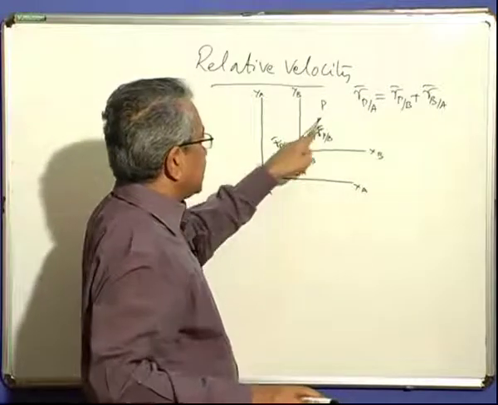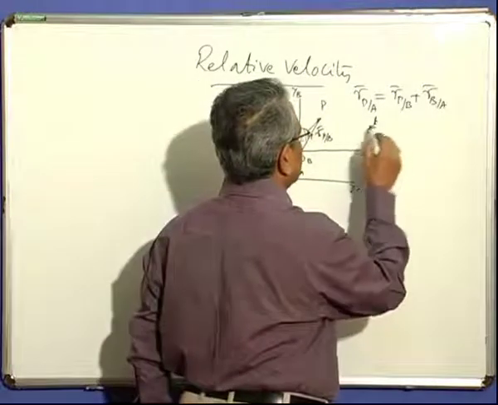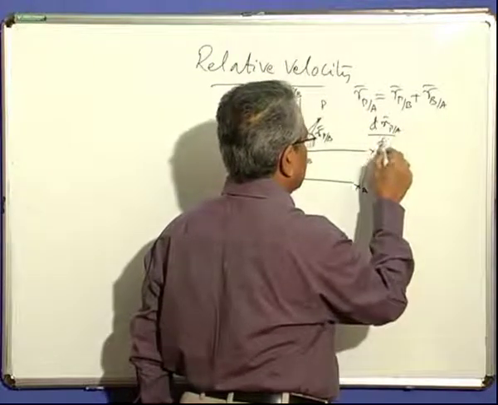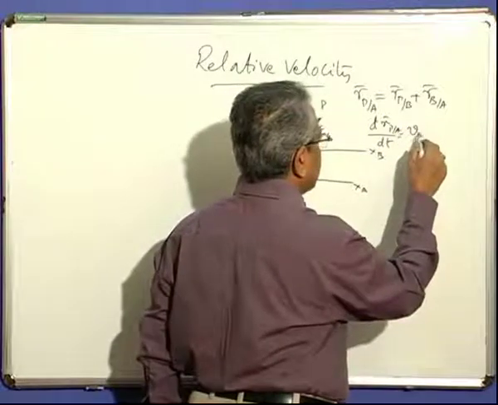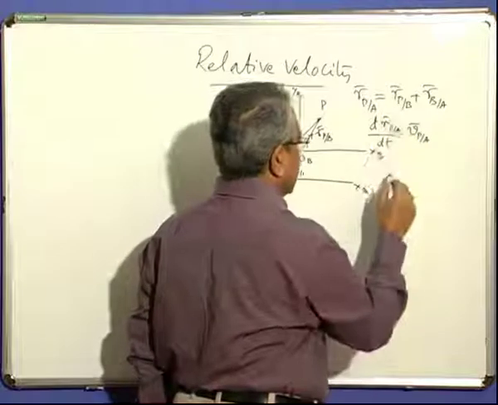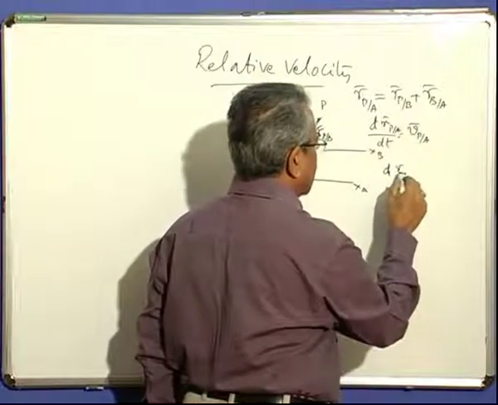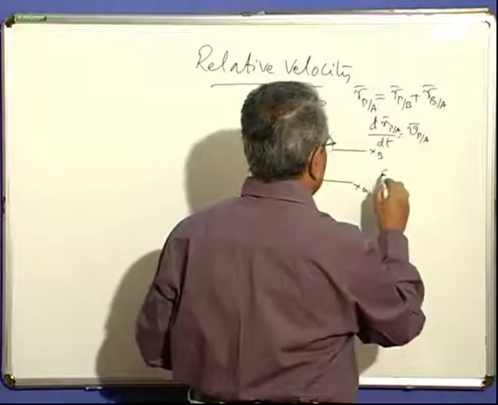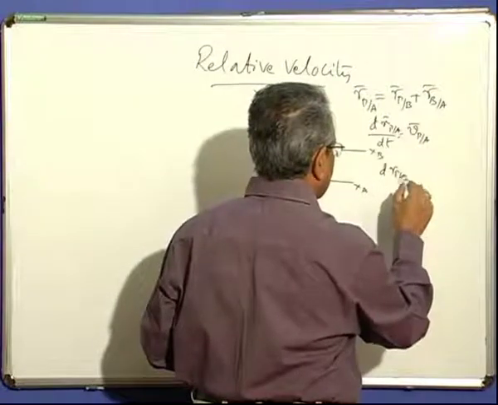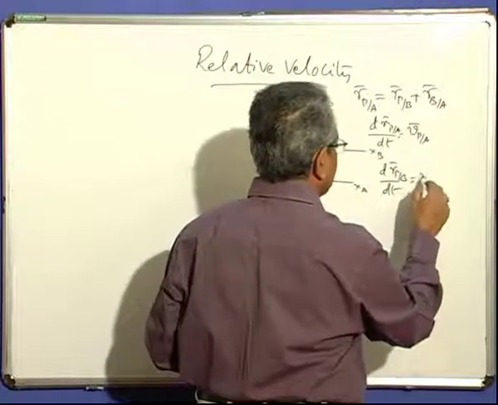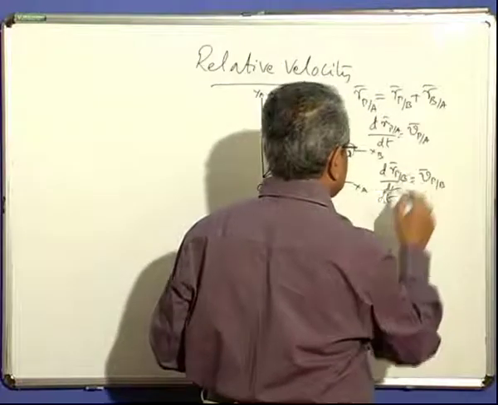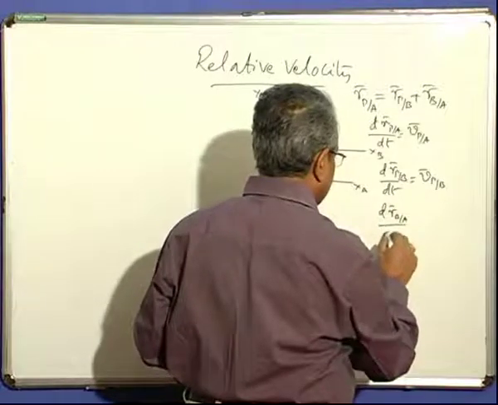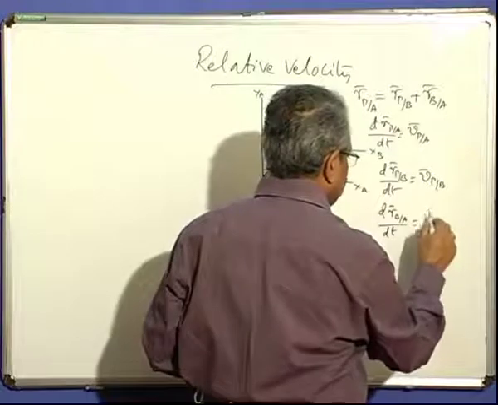Now you want to find out the velocity, the relative velocity. Velocity of P with respect to A. Differentiate this one. That gives you the velocity of P with respect to A. And differentiate RPB with respect to time, that gives you the velocity of P with respect to B, and differentiate RBA with respect to time, it gives you the velocity of B with respect to A.